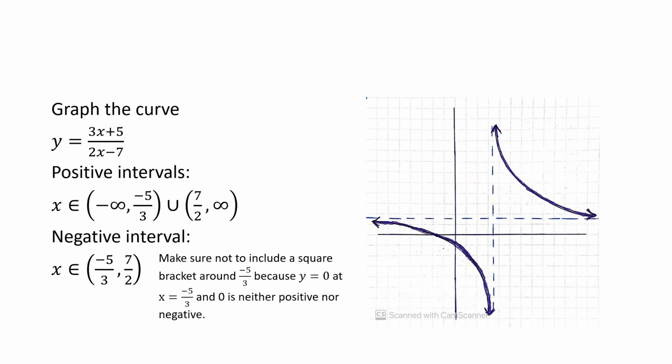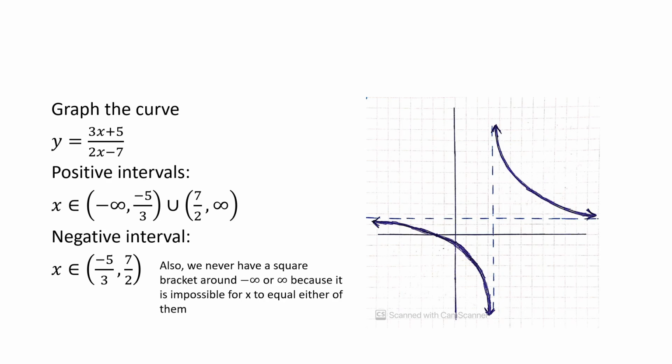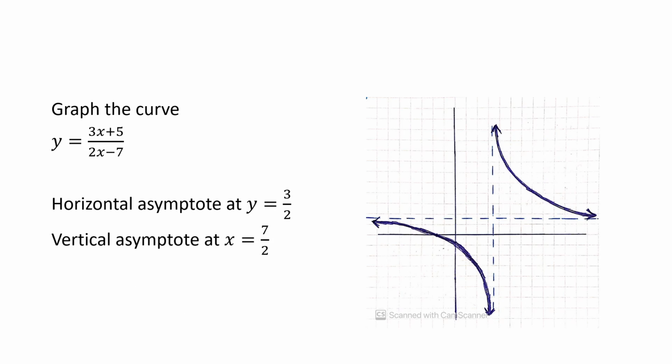Now make sure not to include a square bracket around negative 5 over 3. And the reason is, at negative 5 over 3, y is 0. 0 is neither positive nor negative, so you cannot say the x value of negative 5 over 3 should be in the positive or the negative interval. Okay? And also make sure not to include a square bracket around 7/2 because x never equals 7/2. It's a vertical asymptote. And we never have a square bracket around negative infinity or infinity. We have a horizontal asymptote at y equals 5 over 3 and a vertical asymptote at x equals 7 over 2.